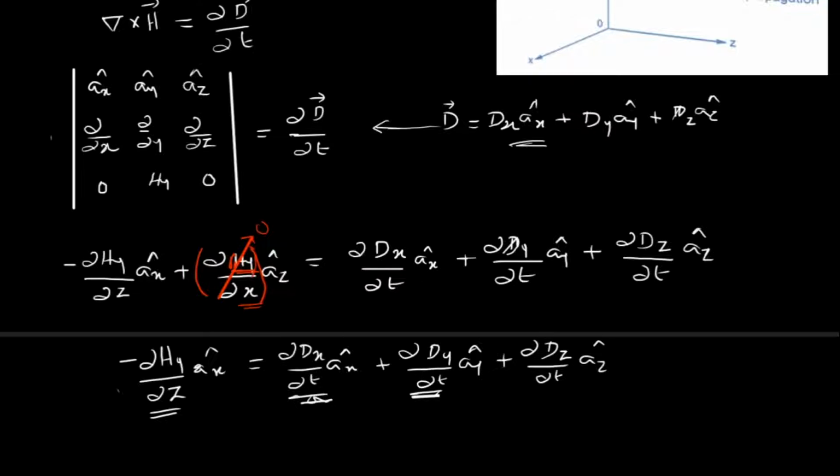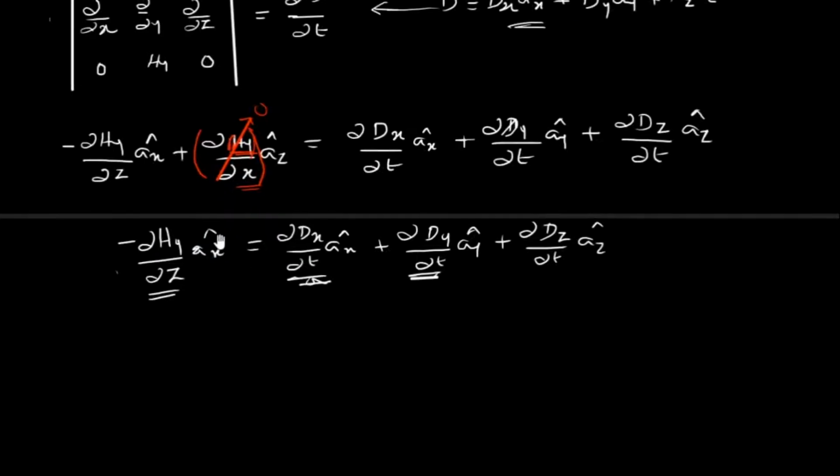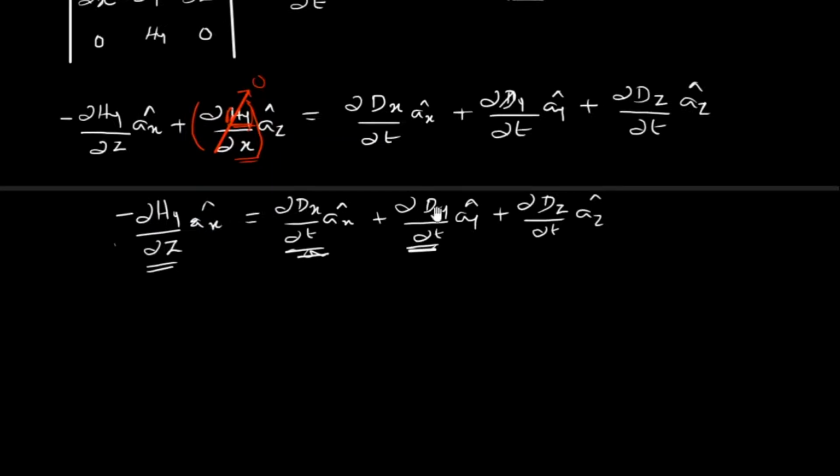Okay, mathematically we say that we are comparing the coefficients, and this term will be anyway 0, so this will be equal to this anyway. So while comparing the existing coefficients, I can say that minus ∂Hy/∂z is equal to ∂Dx/∂t, right?